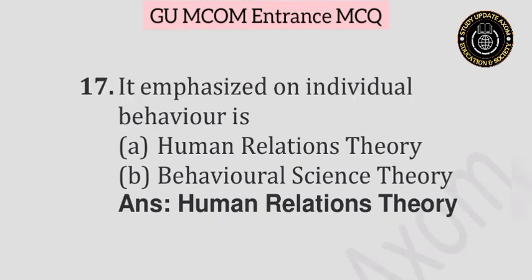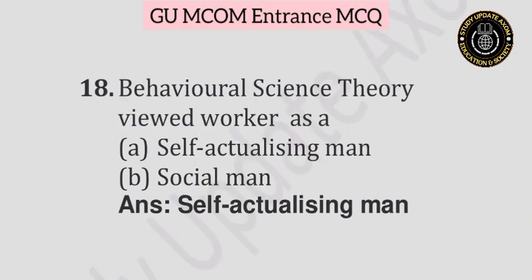Question number 17. It emphasized on individual behavior is option A. Human relations theory. Option B. Behavioral science theory. Answer is human relations theory. Number 18. Behavioral science theory viewed worker as option A. Self-actualizing man. Option B. Social man. Answer is self-actualizing man.